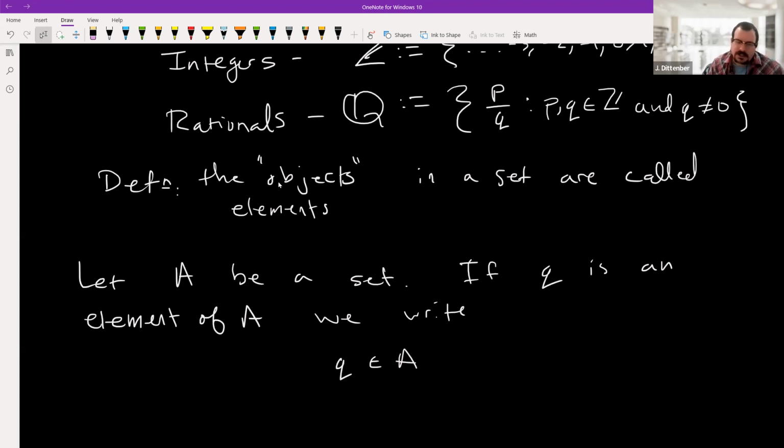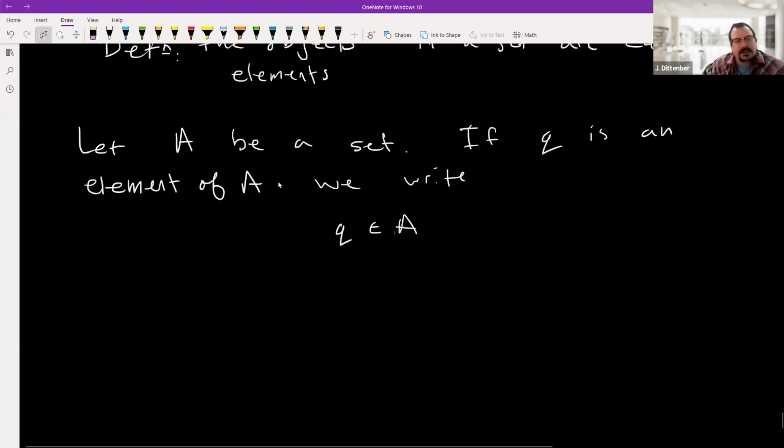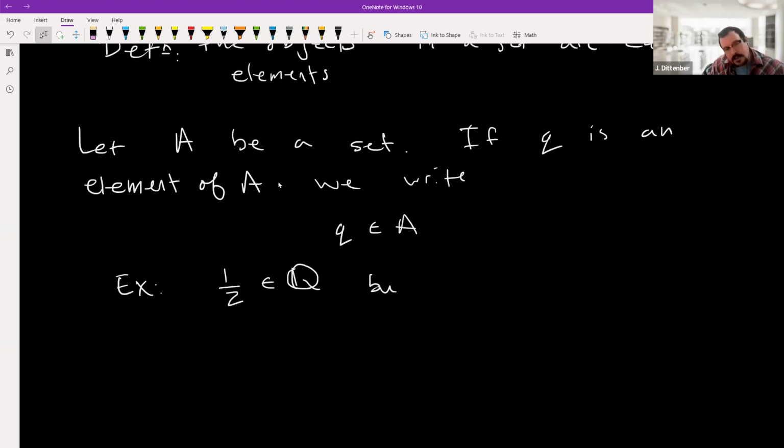And so we can say "is an element of," "belongs to," any of those will work. And it's sort of like a small e. So I'll give you an example of another thing we can do. I could write down 1/2 is an element of the rational numbers. But 1/2 is not an element of the integers. So it's not an integer, but it is a rational number.